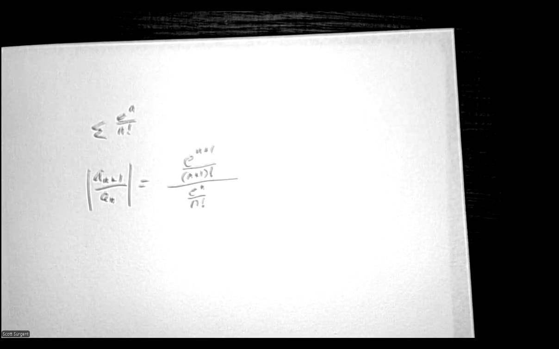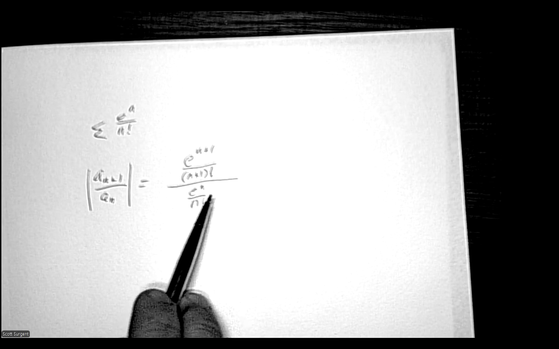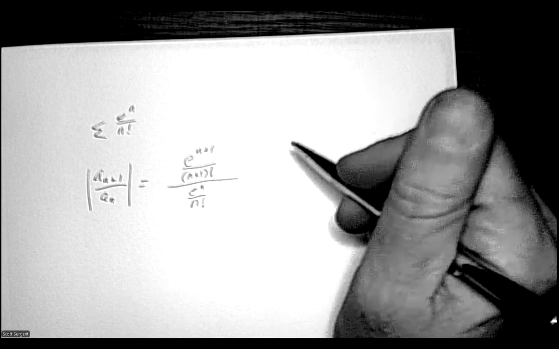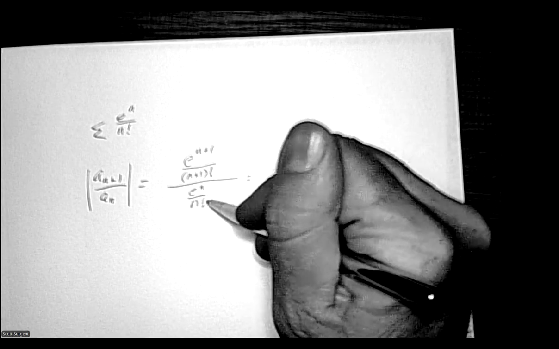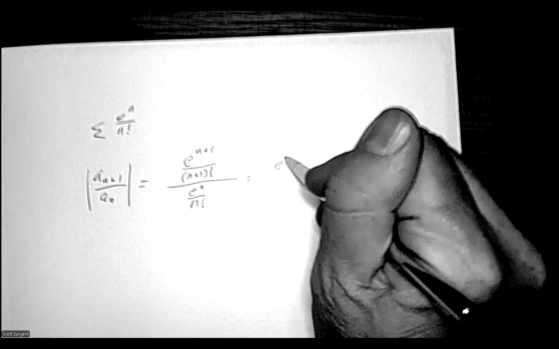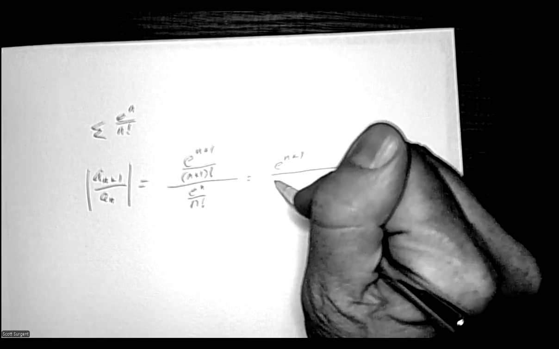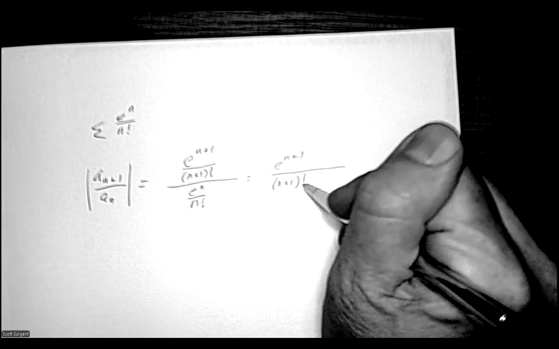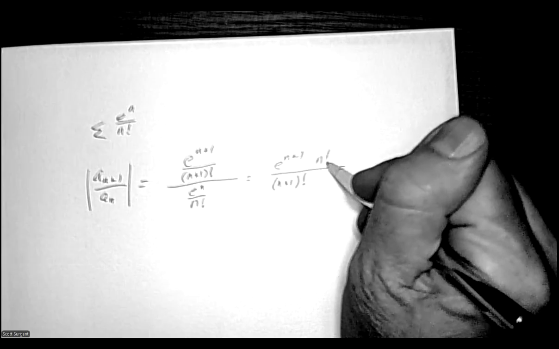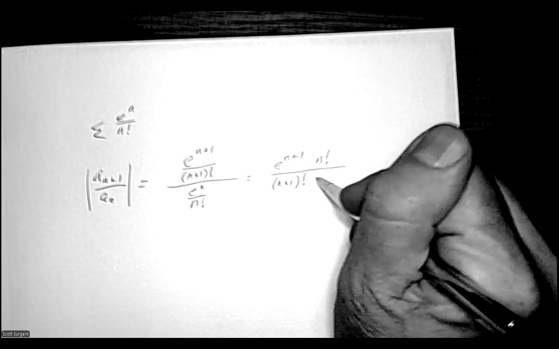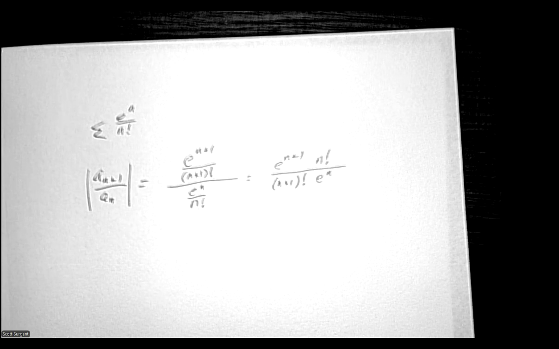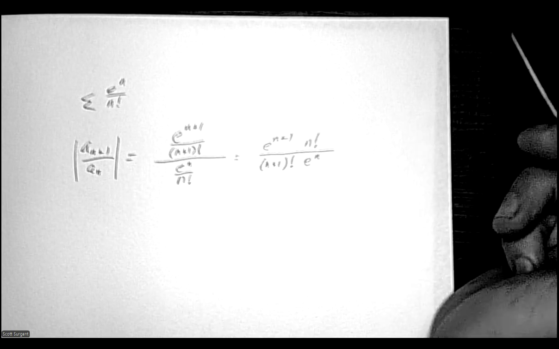So I get e to the n plus 1 over n plus 1 factorial divided by the quantity e to the n over n factorial. That flips over the bottom fraction. So I have e to the n plus 1 over n plus 1 factorial. This n factorial will actually move to the top. This e to the n will stay in the bottom. And then I can do some reduction here.